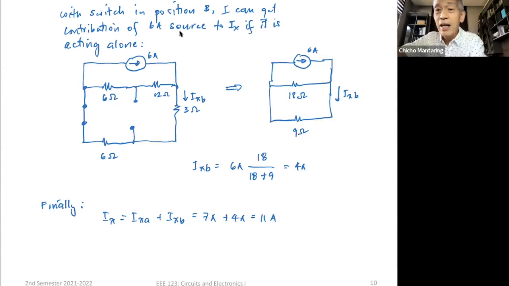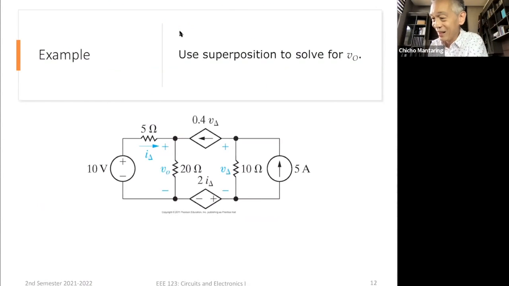Okay. Hirapan natin ng konti ang example. Okay. Use superposition to solve for V's of O. Okay, so this is what I want to solve for. Ang problema, I have two controlled sources. I have here a controlled voltage source, and I have here a controlled current source. This current source is controlled by the voltage across my 10 ohm, and this voltage source is controlled by my current flowing through my 5 ohm.